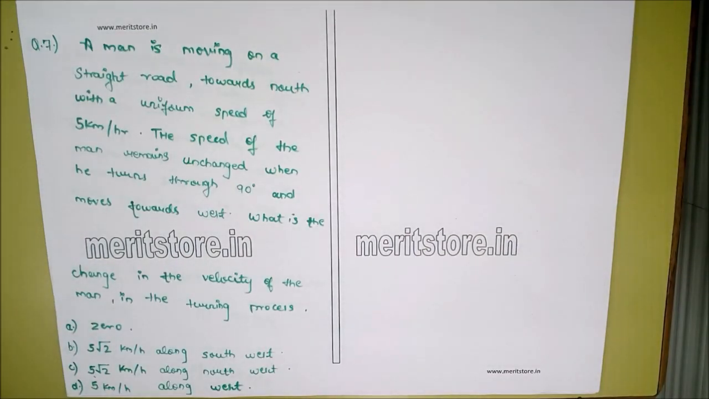A man is moving on a straight road towards north with a uniform speed of 5 km per hour. The speed of the man remains unchanged when he turns through 90 degrees and moves towards the west. What is the change in the velocity of the man in the turning process? The four options are 0, 5 root 2 kilometers per hour along southwest, 5 root 2 kilometers per hour along northwest, and 5 kilometers per hour along the west.